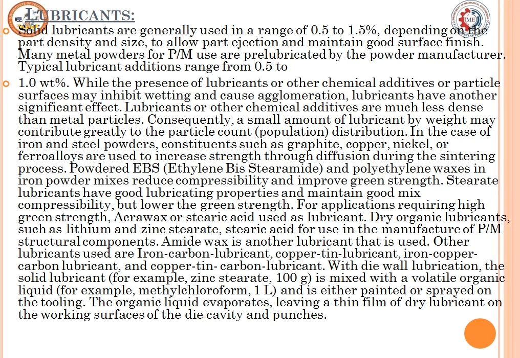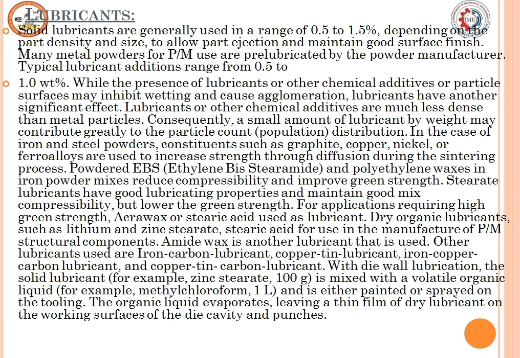Further, we have to add lubricant and binder to the material so that bonding happens. Lubricants are generally 0.5 to 1.5%, a very small percentage. Without lubricants and binder, bonding won't be uniform and the required strength is not achieved. So pre-lubricating by the powder manufacturer is very important.